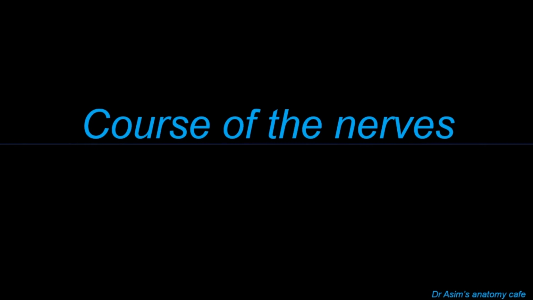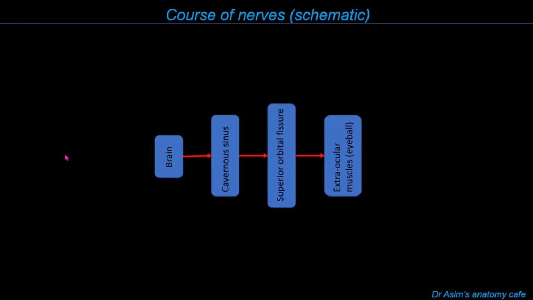Now that we know about the origin of these three cranial nerves from the base of the brain, let's see how they travel all the way anteriorly to the orbital cavity to reach the extraocular muscles around the eyeball. Just to briefly outline the course of these nerves, following their exit from the base of the brain, they travel through the cavernous sinus, which is one of the important venous sinuses in our cranial cavity. Then they pass through a bony fissure called the superior orbital fissure, and eventually they reach the orbital cavity to innervate the extraocular muscles.